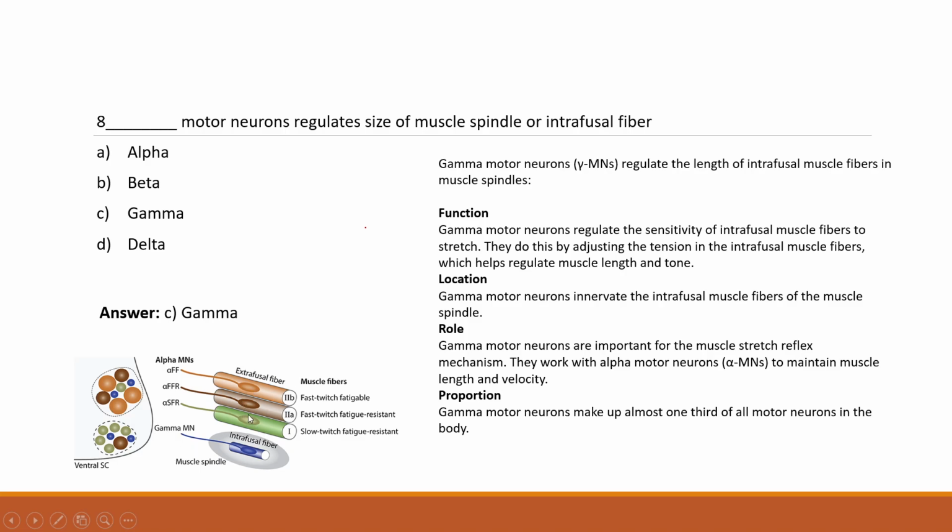This is present in your extrafusal fiber, whereas your gamma is present in your intrafusal fiber. So you can see this is the muscle spindle, this is your gamma. Then this will again be connecting to a network over here, which will regulate and send signals when to relax, when to contract, and how much tension has to be given there to hold it at the particular length. Okay, that is it for gamma.